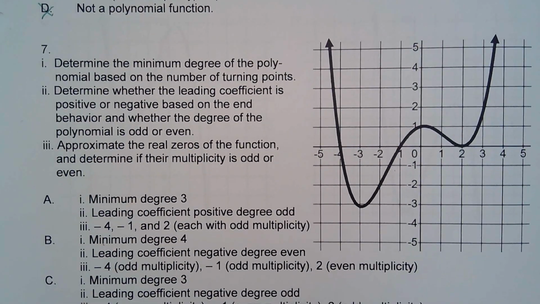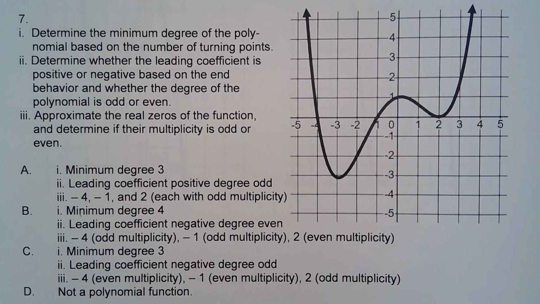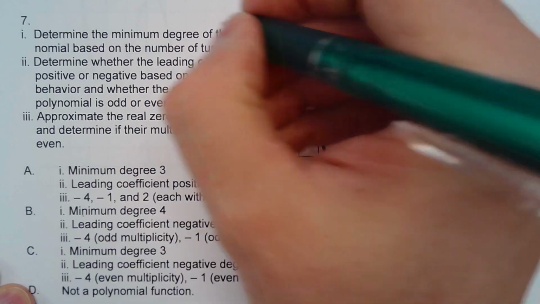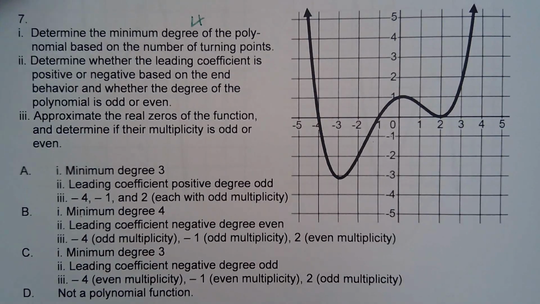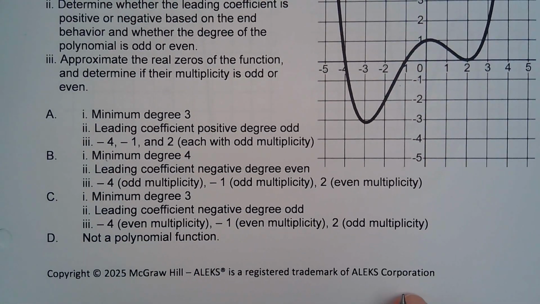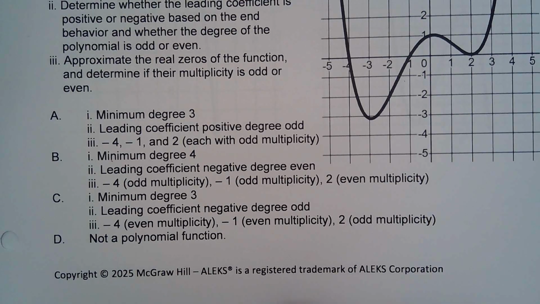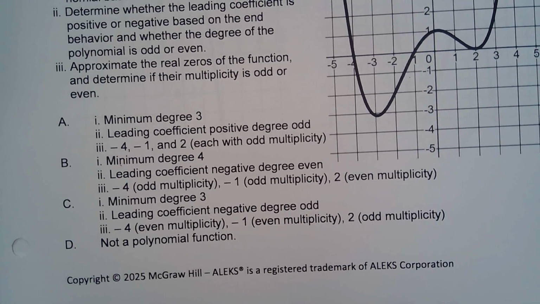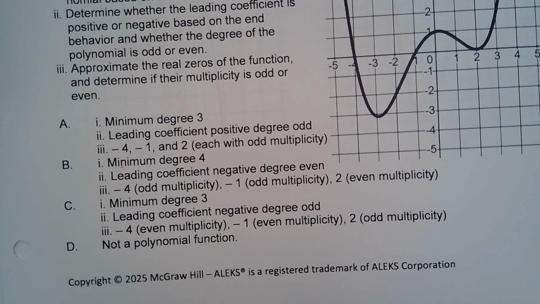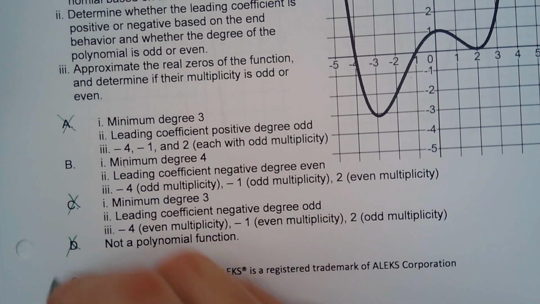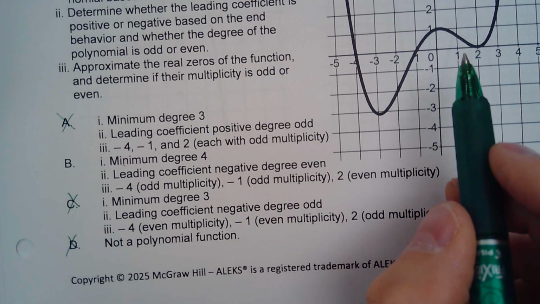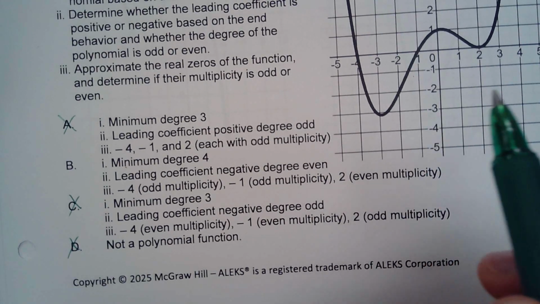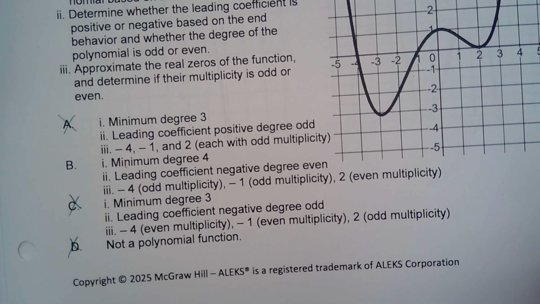Number 7, we're doing the same thing. So let's count the turning points. 1, 2, 3. I have to add 1, so my minimum degree is going to be 4. Well, that looks like that narrows it down, right? So my answer choice for this last one should be B. Let's check it. Let's see if everything else matches. And if not, we'll fix it so it matches.